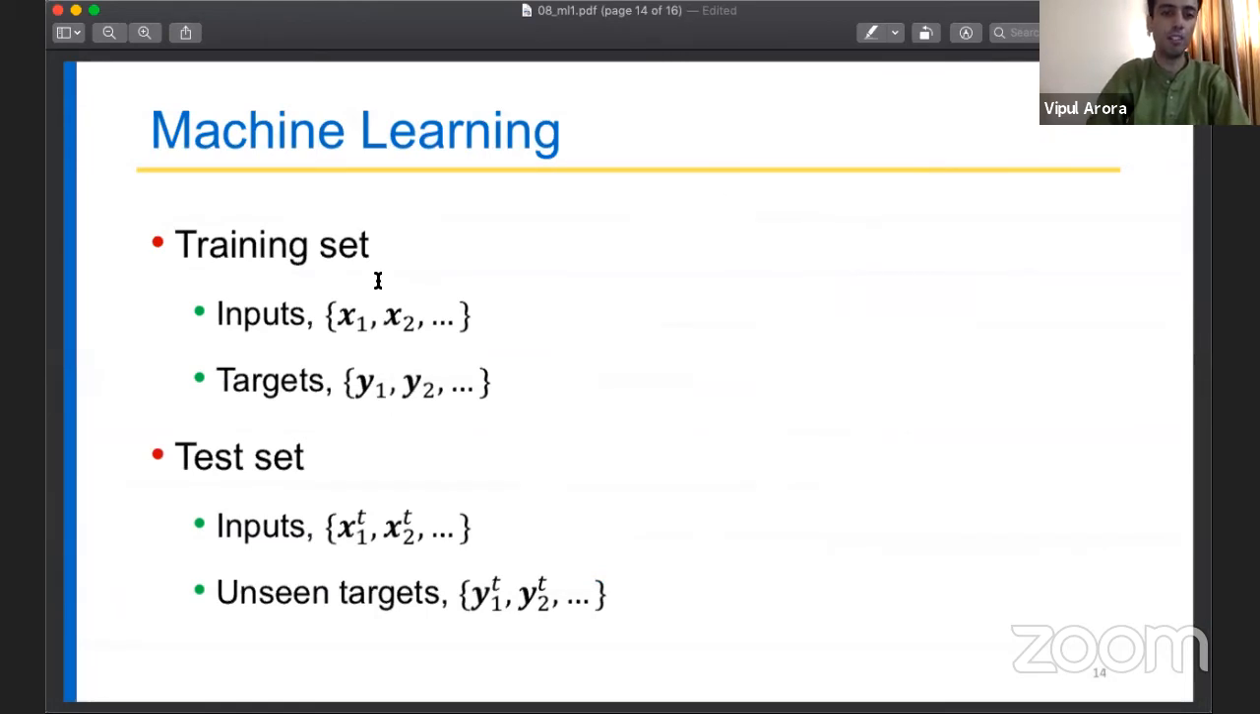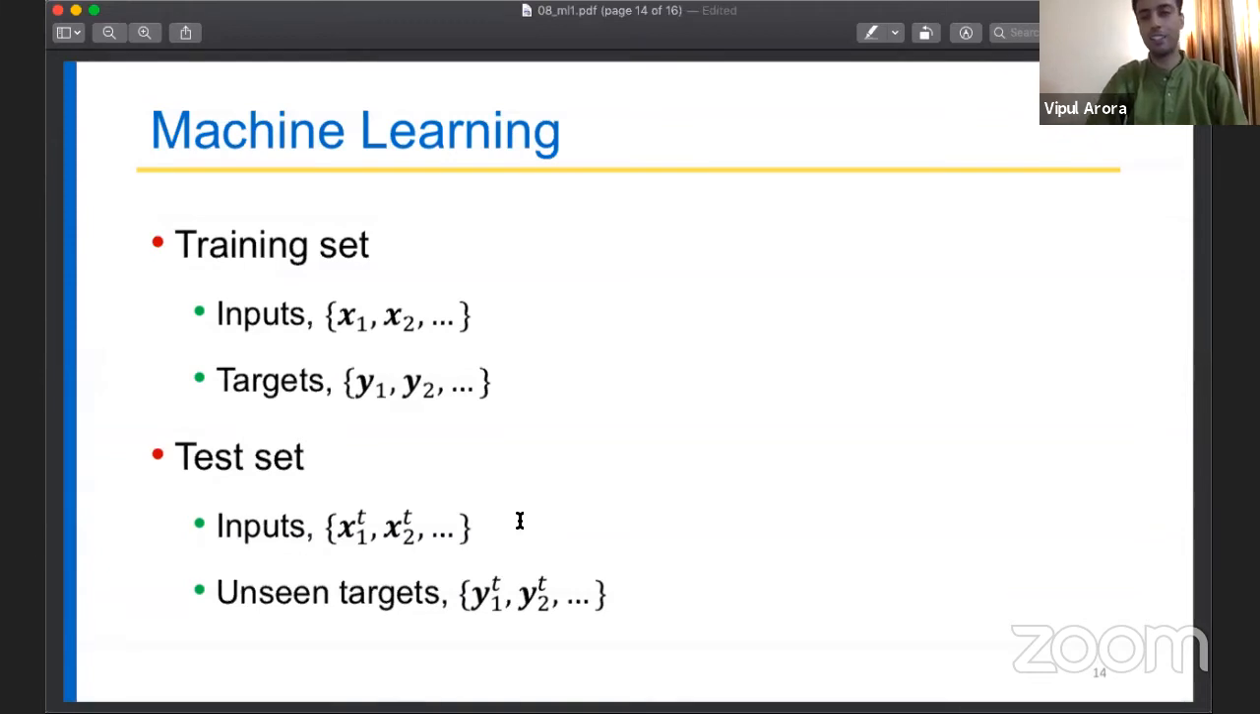Training set will have, as I told you, inputs and targets, and you want to use this paired information: for this sample x1 the target is y1, for this sample x2 the target is y2. This is the image of a rose, the label is rose; image of a lotus, label lotus, like that. But in the test set you have only the inputs. I just give you an image of a rose, or the height and width of the rose. I don't tell you what target it is. Your machine has to tell the answer.